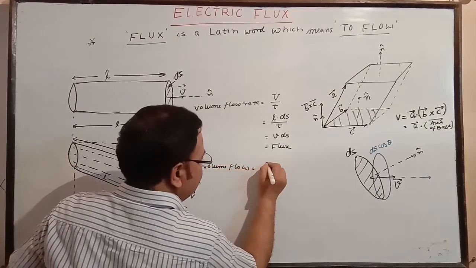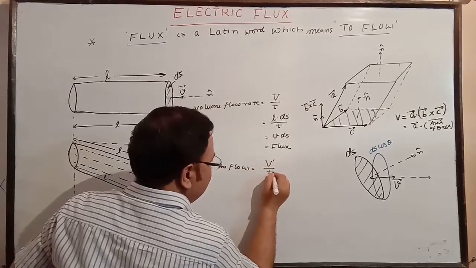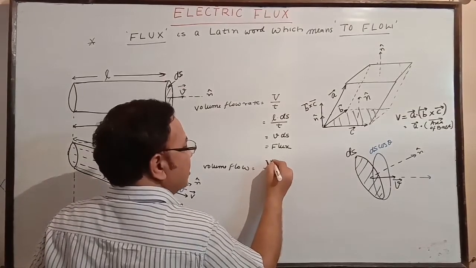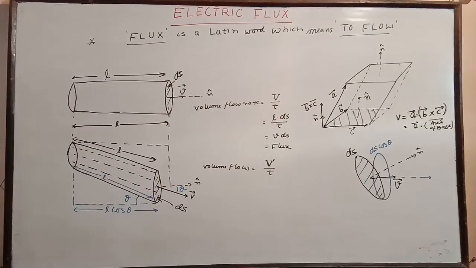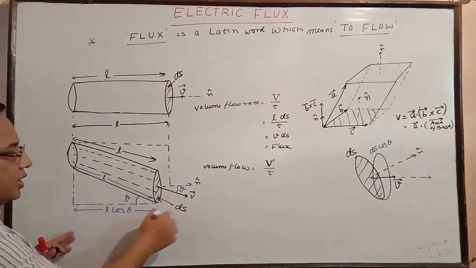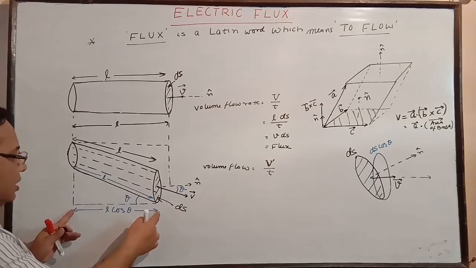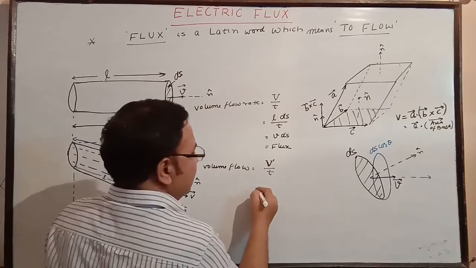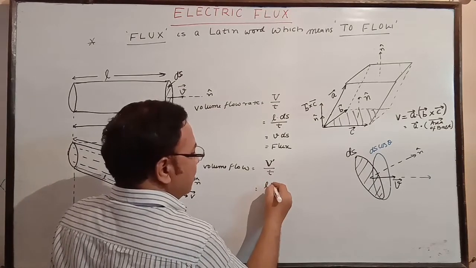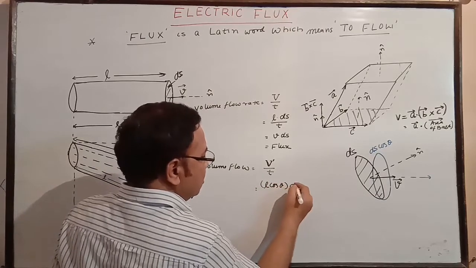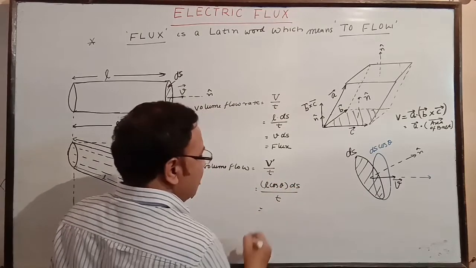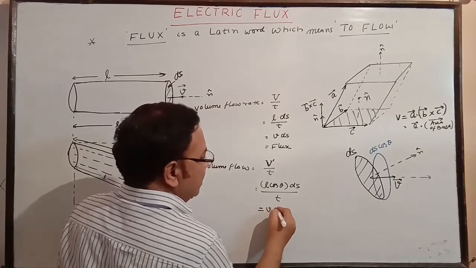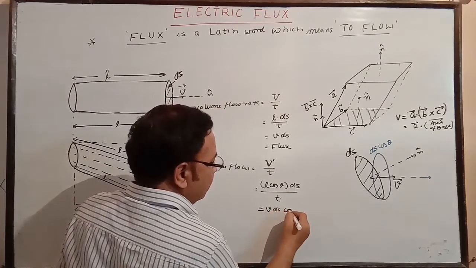So in this case, volume flow rate is given by, once again, volume flow per unit time. Here the volume is V dash. You see here the area of cross section remains the same. The equivalent horizontal length in this case is L cos theta. So that can be written as L cos theta into ds divided by t. L by t is velocity, and this is the magnitude of velocity, so the flux is v into ds into cos theta.